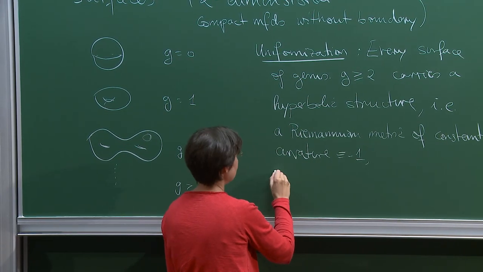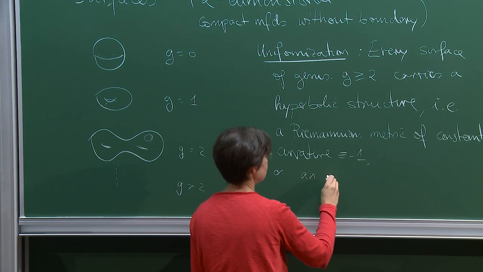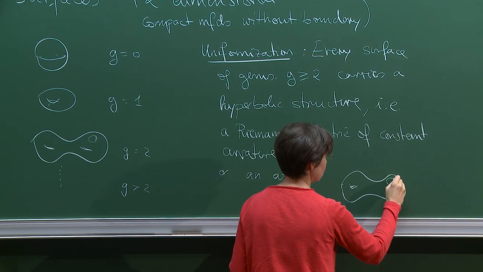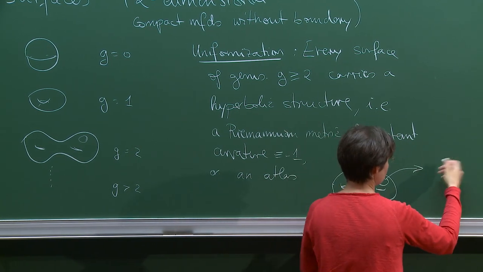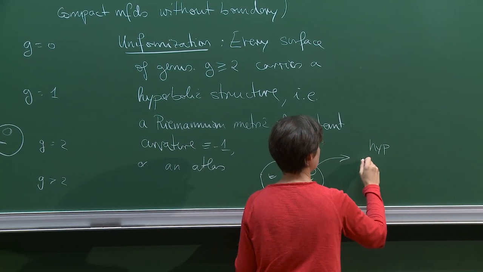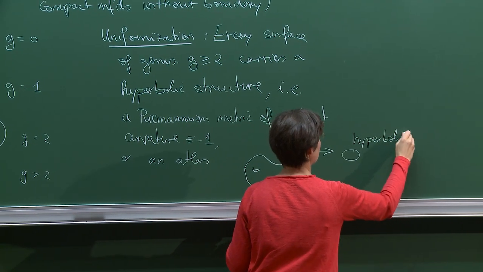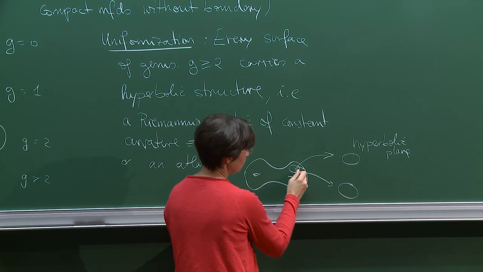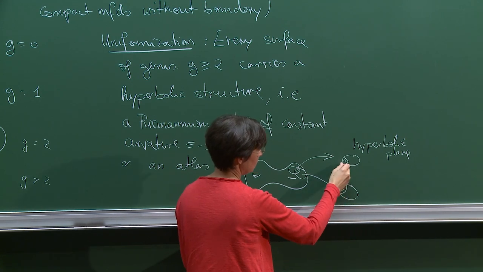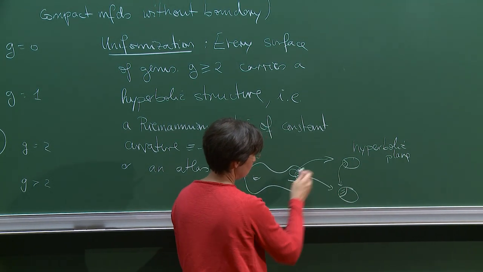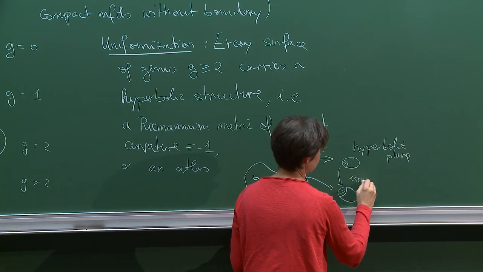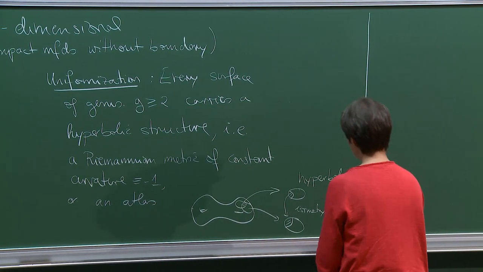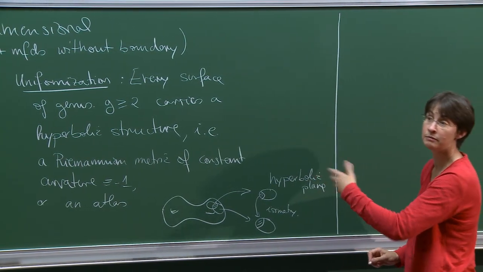So equivalently, we can think of this as giving an atlas from the surface, where every neighborhood is mapped into a nice homogeneous space, meaning the hyperbolic plane. And if we have two charts which overlap, then the map in the hyperbolic plane which sends this piece to this piece is given by an isometry. Okay, so the first thing I want to discuss, and we'll spend some time on it, is how this model space looks.